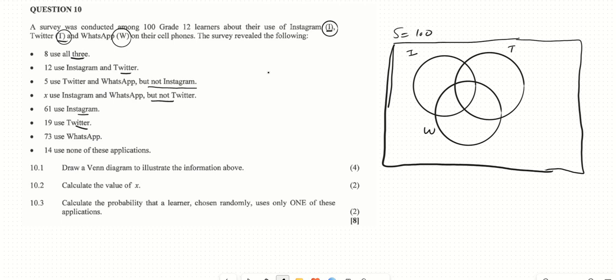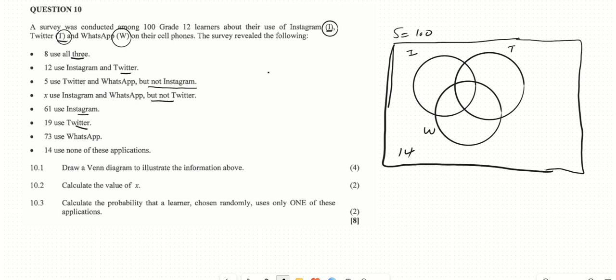So now remember the sample here, the total number, is 100. What do we focus on? Only this part, those who are doing everything. The rest is where we put the only. If they didn't say only, we don't put the number on the Venn diagram. Remember, 14 use none, so this side is 14. If 14 are using none, how many are using one of these? It should be 100 minus 14, which is 86. So 86 learners are using one of these.